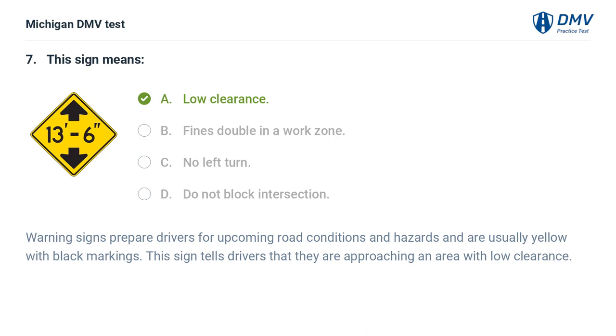Warning signs prepare drivers for upcoming road conditions and hazards and are usually yellow with black markings. This sign tells drivers that they are approaching an area with low clearance.